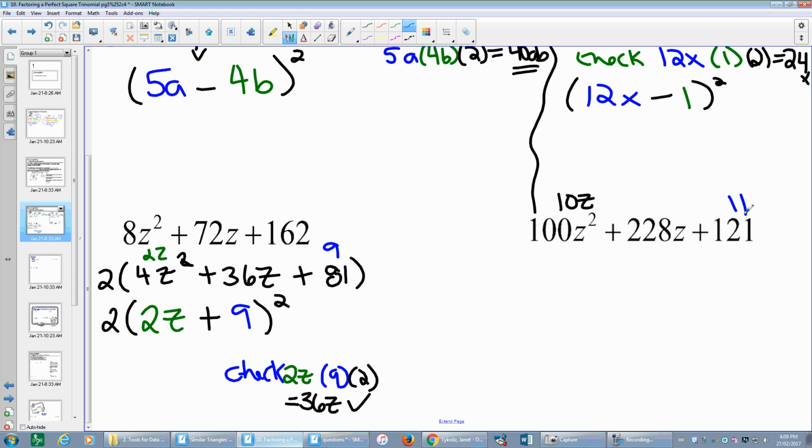So now I have to do my check. My check is I take 10z times 11 times 2. What do I get when I do 10 times 11 times 2? I get 220z. Is that the same as my middle term? No, it is not. So I cannot use my trick here. I would have to do another method of factoring.